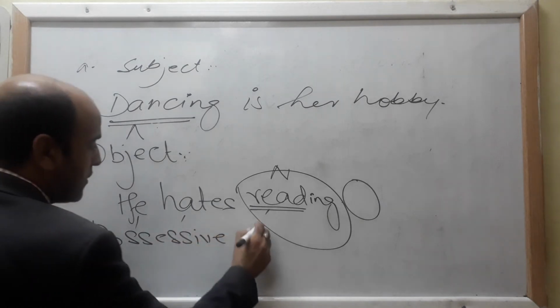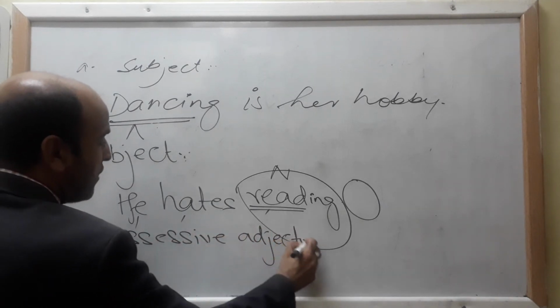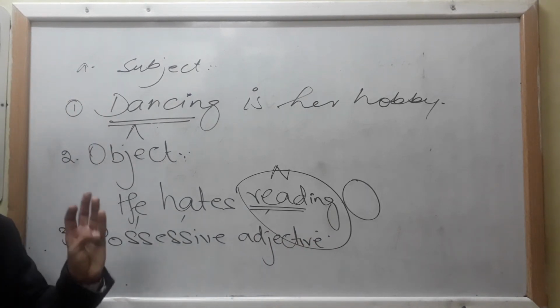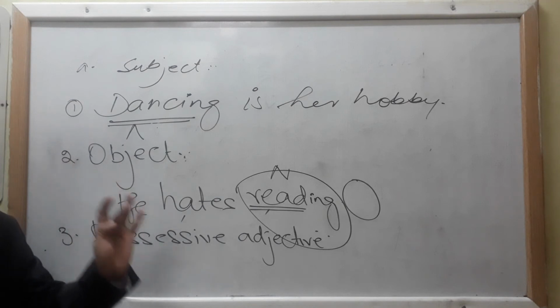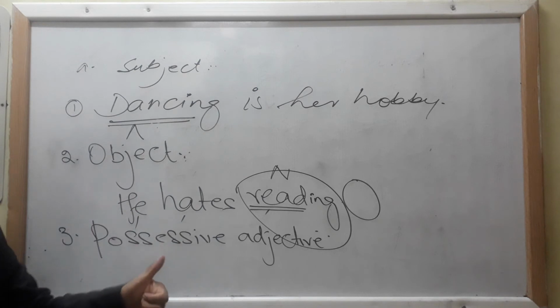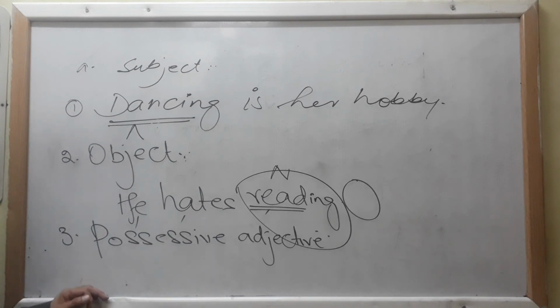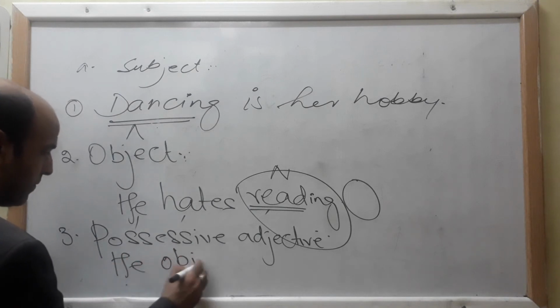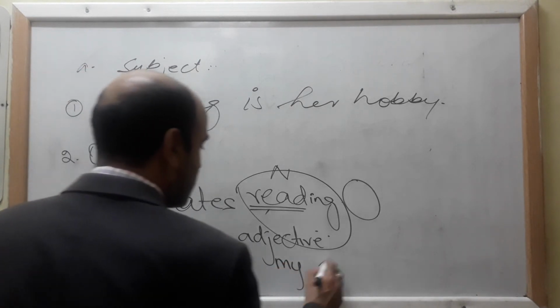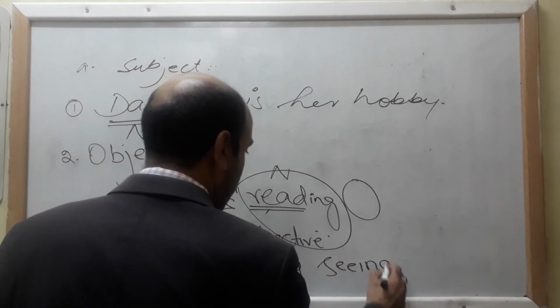Adjective, gerunds are also used after possessive adjectives. Clear? My, our, your, his, her, their. All these are called possessive adjectives. Clear? For example, he objects my seeing him.